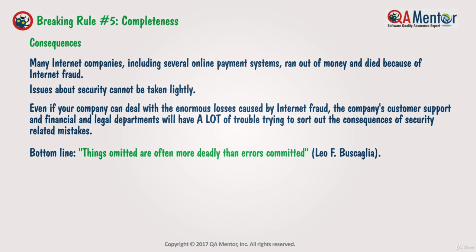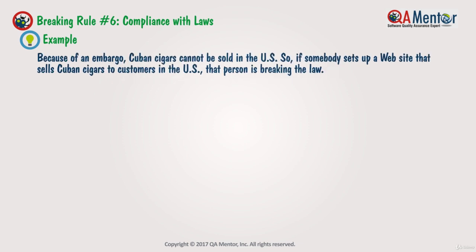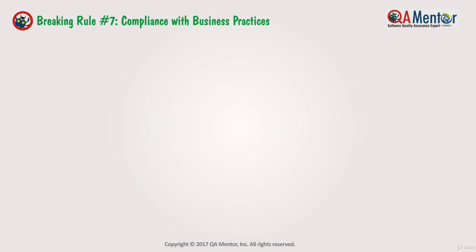Leo F. Buscaglia. Breaking rule number 6, compliance with laws. Example: because of an embargo, Cuban cigars cannot be sold in the U.S., so if somebody sets up a website that sells Cuban cigars to customers in the U.S., that person is breaking the law. Consequences? Remember Napster. Breaking rule number 7, compliance with business practices.